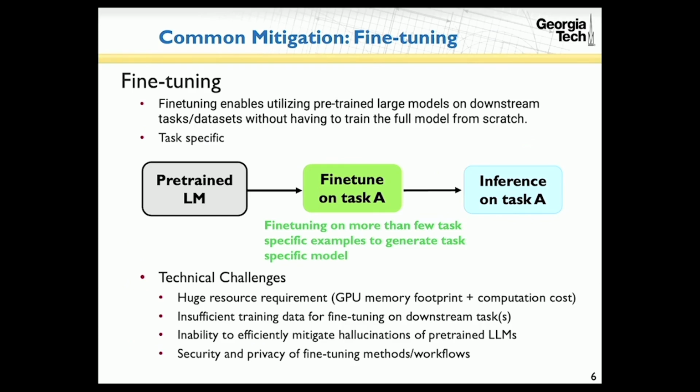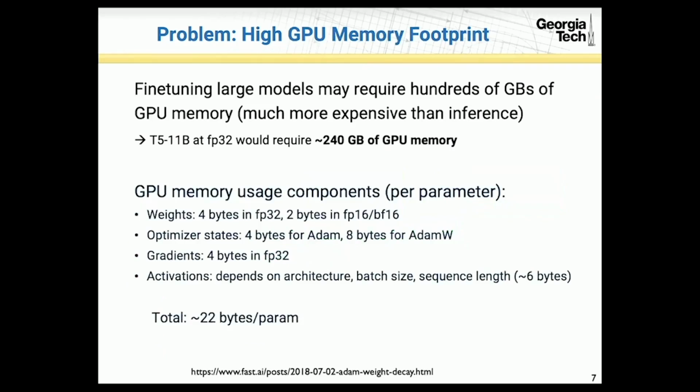There are also other types of challenges. If you don't have sufficient training data for fine-tuning, what do you do? What are the problems? How do we handle the hallucination problems induced by misinformation, skewed data distribution, and biases? And the security and privacy of fine-tuning workflows. These are all common problems. I'm just going to talk about our research on the first problem: how to reduce the GPU memory footprint.